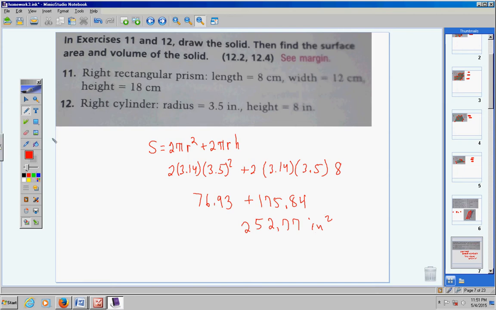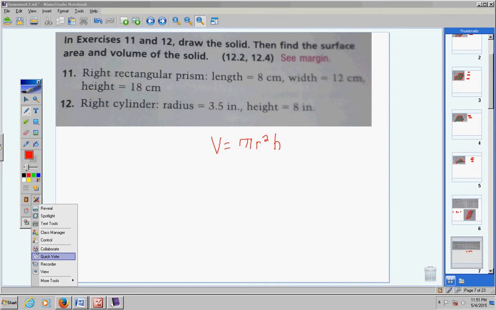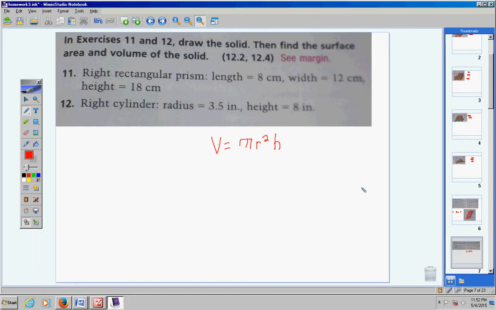Now we're going to find the volume of this cylinder. Now the formula for volume of a right cylinder is pi r squared h. Alright. So students, if this is the formula that helps you find the volume of a right cylinder, then all we have to do is take 3.14 times r squared. Now the r, of course, is 3.5, and the height would be obviously 8 right here.